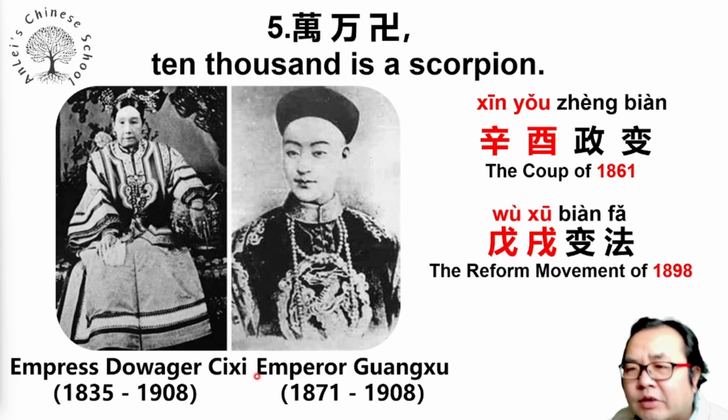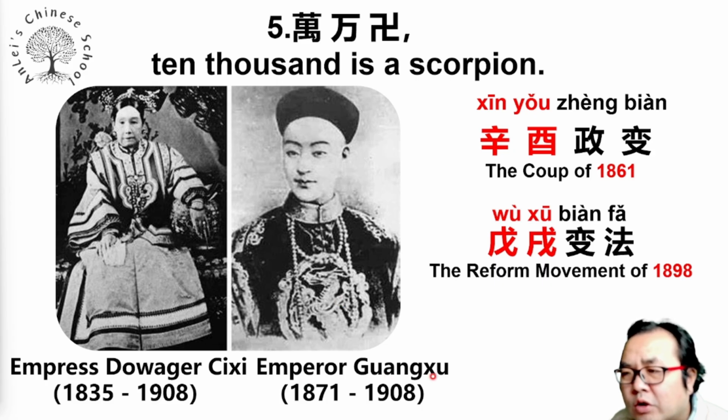And this is Empress Dowager Cixi. In 1860, Anglo-French forces invaded Beijing. The emperor and royal family fled to a summer resort northeast of Beijing, 300 kilometers away. When the emperor died there in 1861, the Empress Dowager Cixi and Prince Gong made a coup. It's called the 辛酉政变, coup of 1861. Since then, Empress Dowager Cixi controlled China until 1908. We call her Dragon Lady.